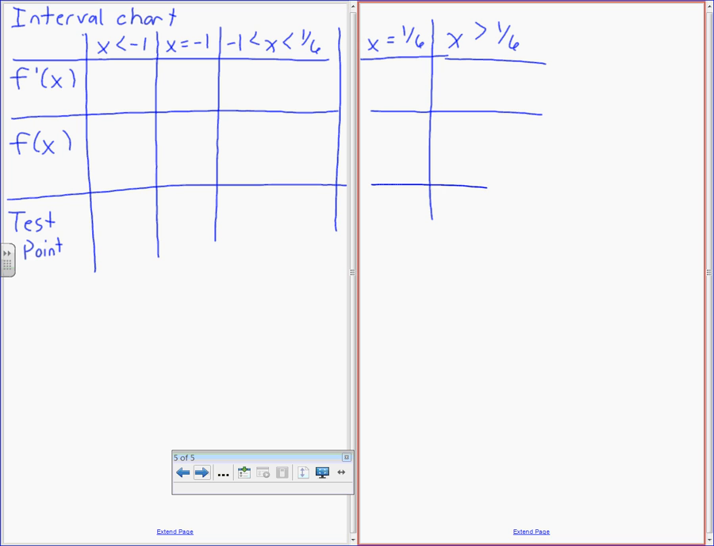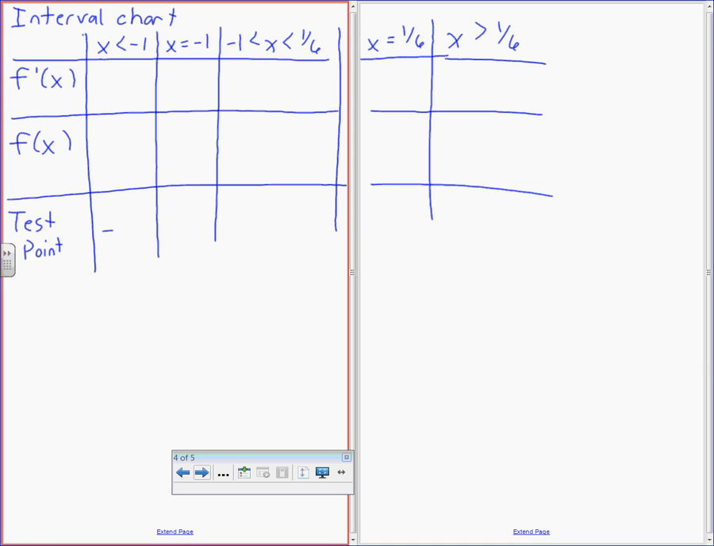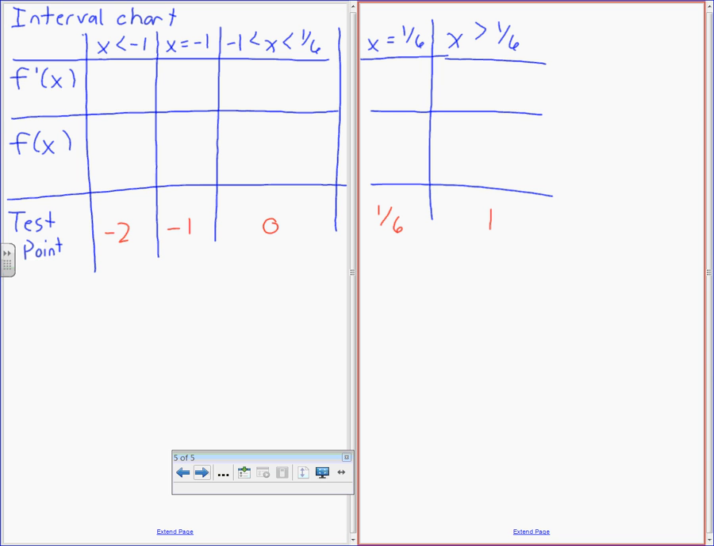Okay, so what we're just going to do is pick test points down at the bottom. My test point for x is less than negative 1 is going to be negative 2. I should do this in a different color maybe. A number less than negative 1 is in fact negative 2. A number equal to negative 1 is negative 1. This is going to be 0. This is going to be 1/6. And this is going to be 1.